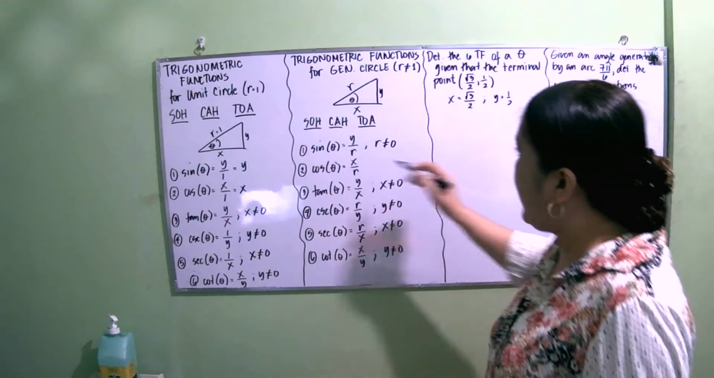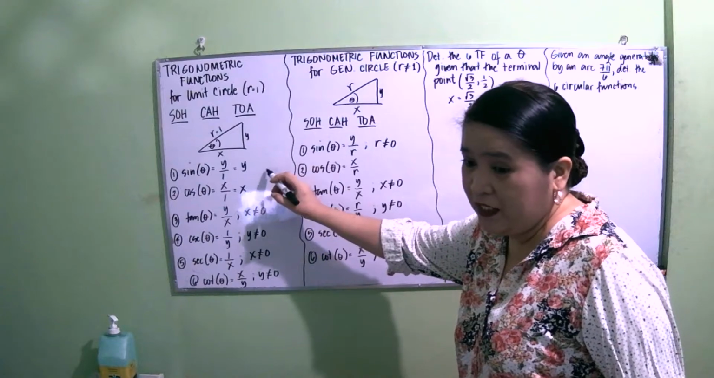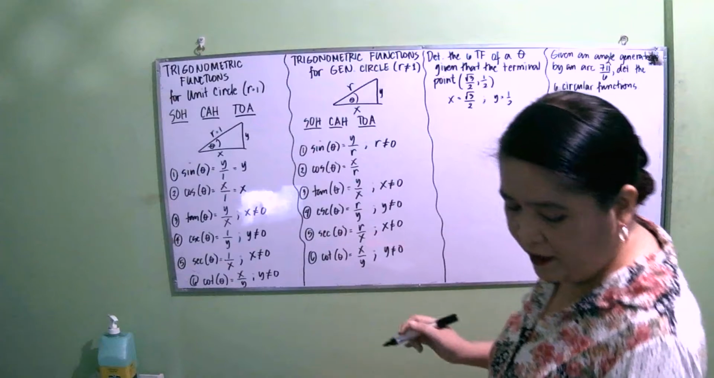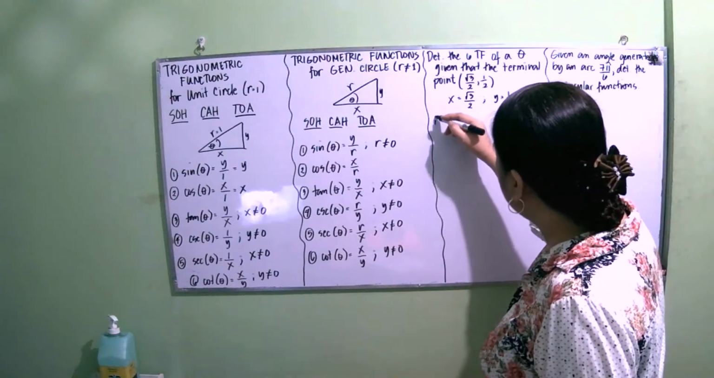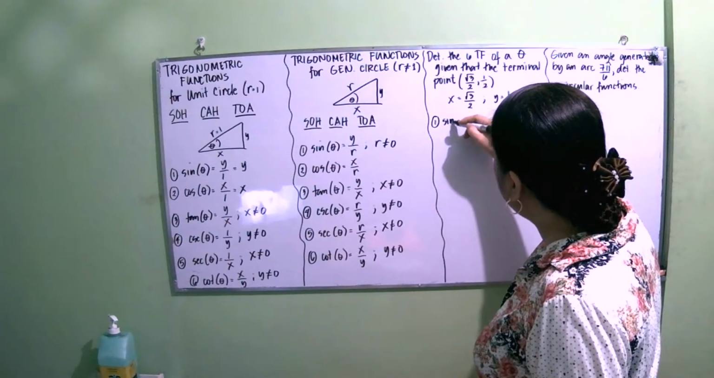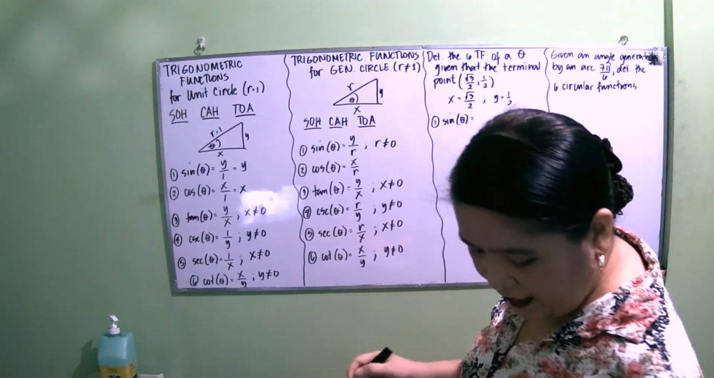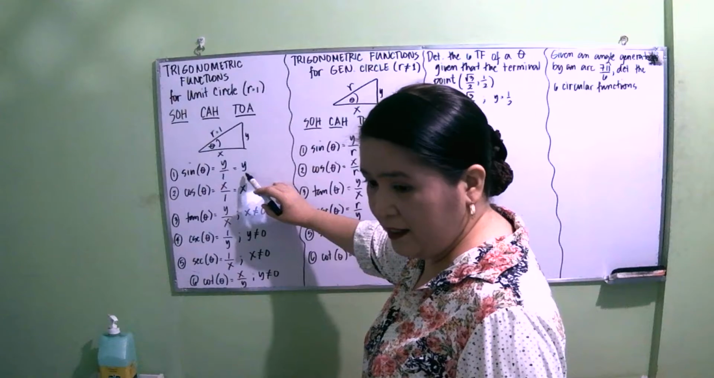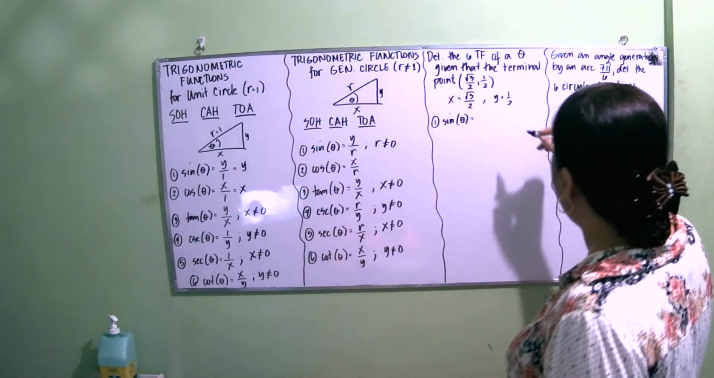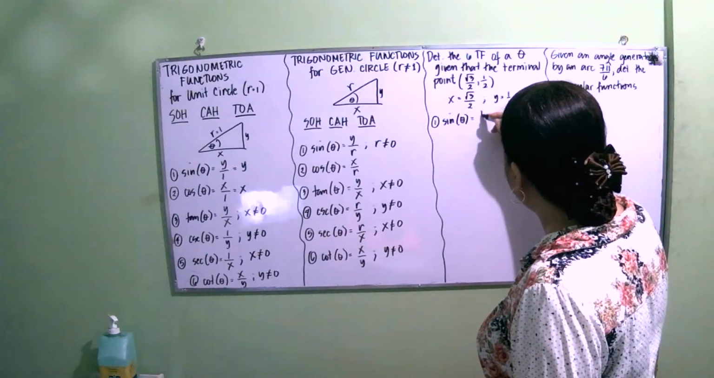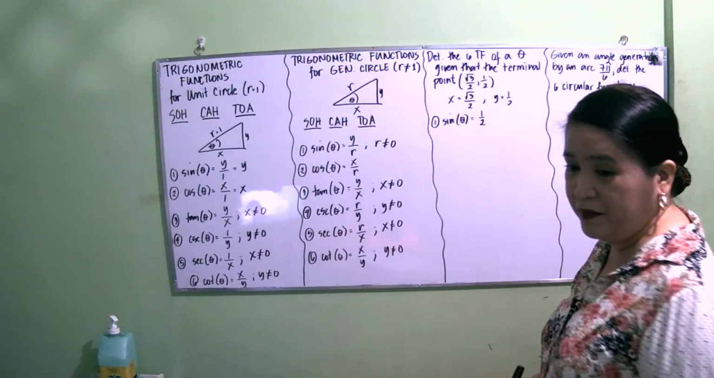Hindi, sorry. Ang gagamitin natin dito is ito, yung unit circle natin. Yung trigonometric functions natin for unit circle. Okay? So, let's have the first one. So, we have the sine function. Ang sabi, diba, sine function is equal to y. Diba? So, therefore, sine function given this terminal point is positive 1/2.